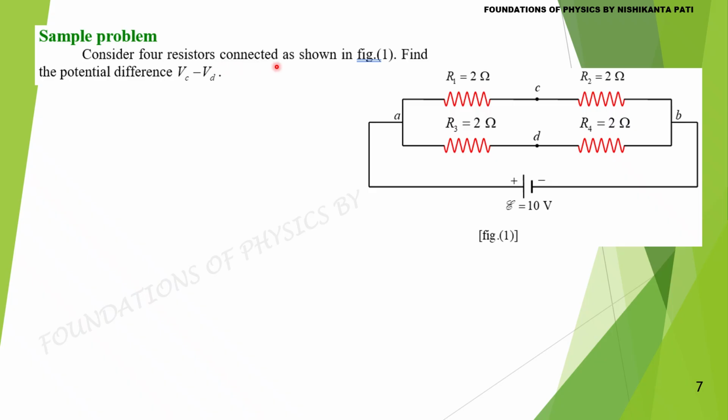Consider 4 resistors connected as shown in the figure. Find the potential difference Vc minus Vd. This is 2 ohm, this is 2 ohm, this is 2 ohm, this is also 2 ohm. EMF is 10 volt.